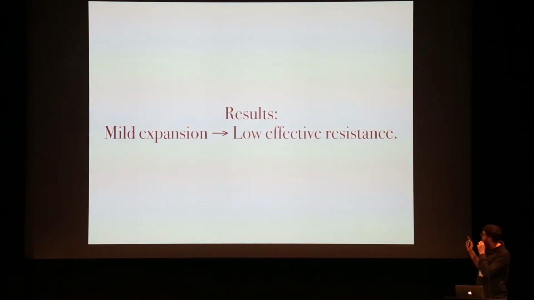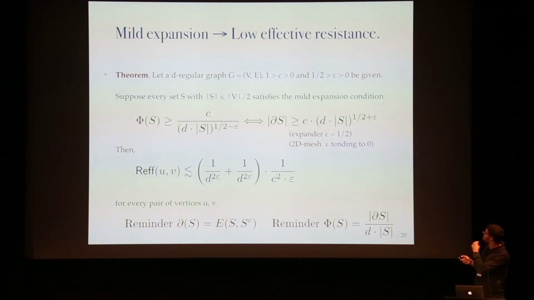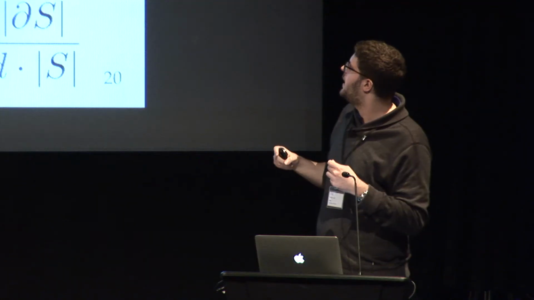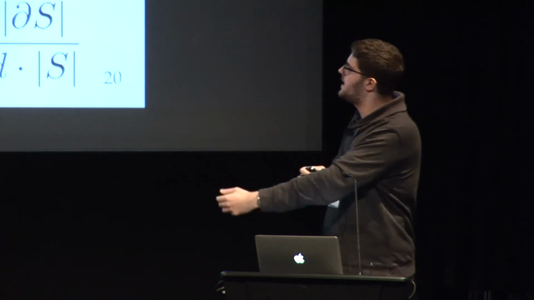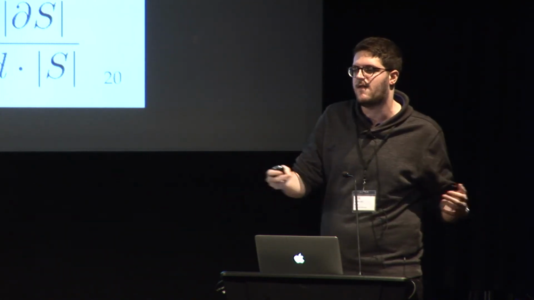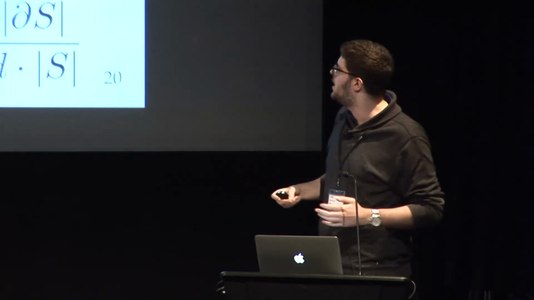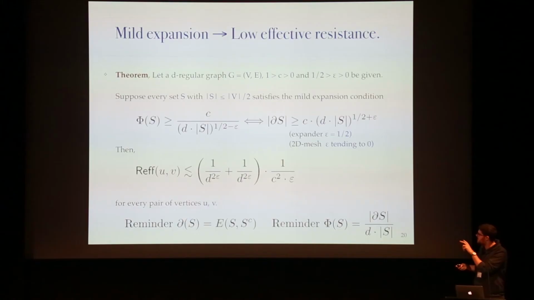So I'm just going to talk about how to find the sparse cut now. But I'm going to prove that in the contrapositive. What I told you before is that if there's a pair of vertices in my graph which is well separated, I can find a very sparse cut. Now I'm going to prove the contrapositive: if every set I have expands just a little, the effective resistance between every pair of vertices will be very small.